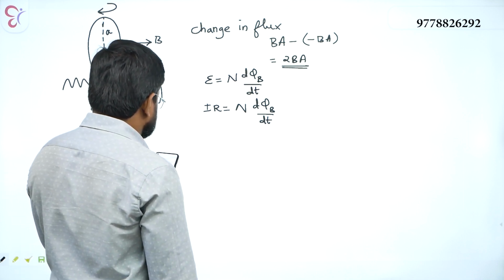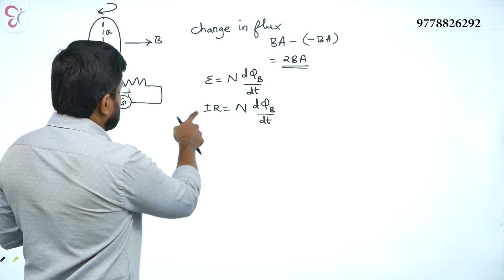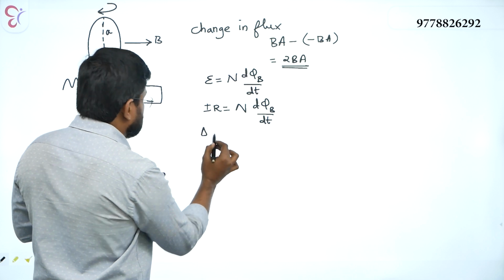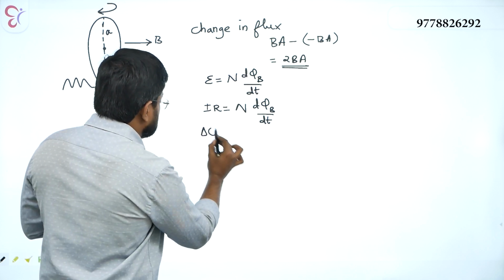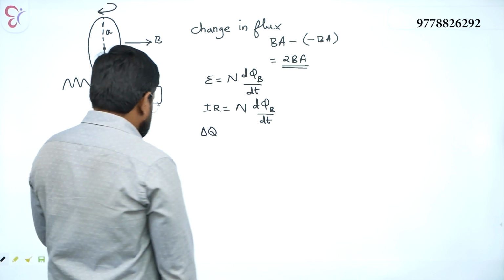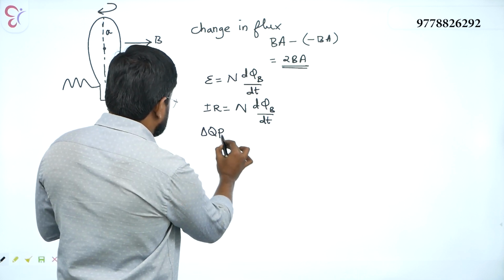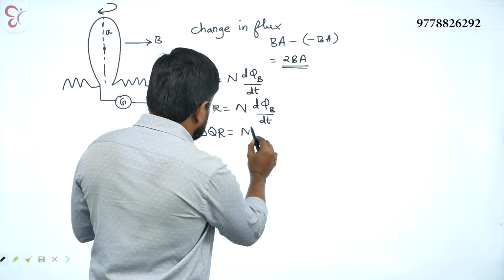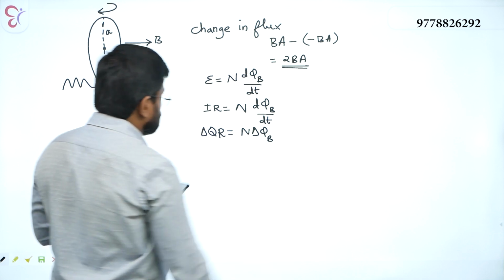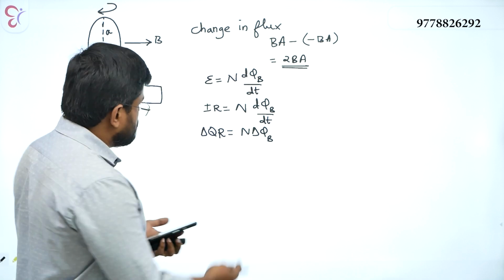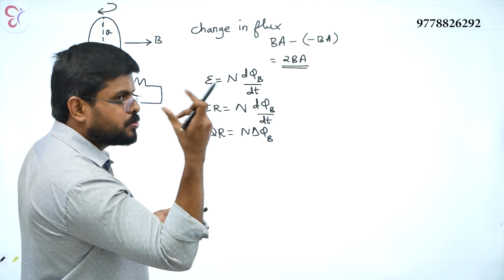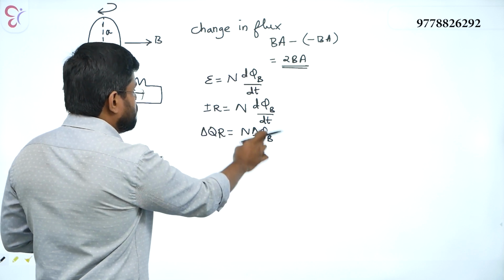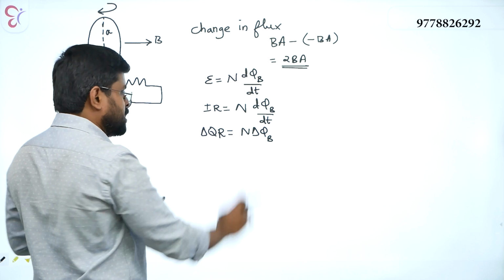If this is the case, we know the current I is dq by dt. If you assume it is for a unit time, it is delta q. So delta q into R equals, since it is for a unit time, N into delta phi B. Clear? So I am assuming that it is dq by dt, where dt is assumed to be 1. Or you can write dq into R is equal to N into d phi B. Instead of writing d phi B, I am writing it as a delta.